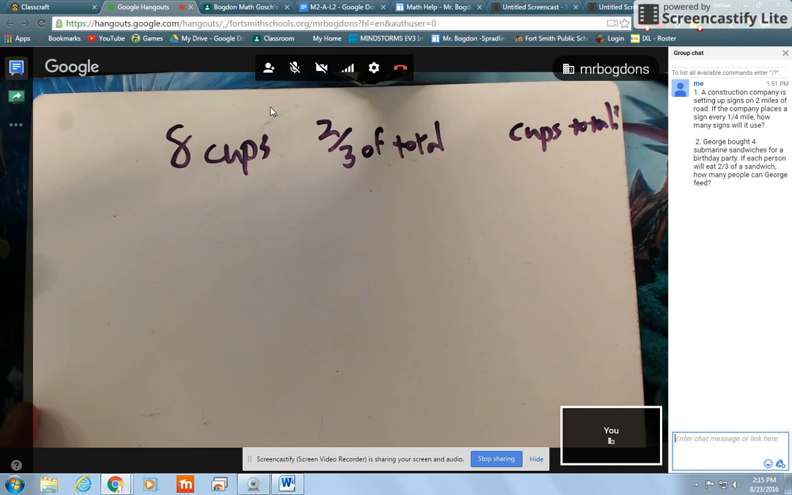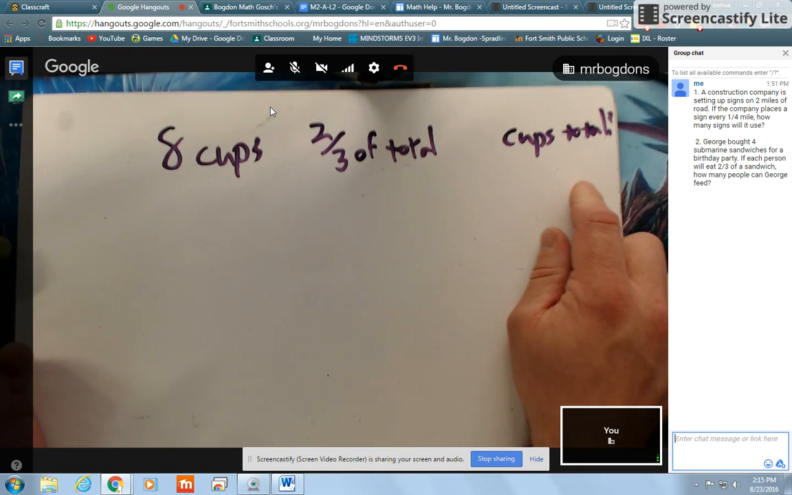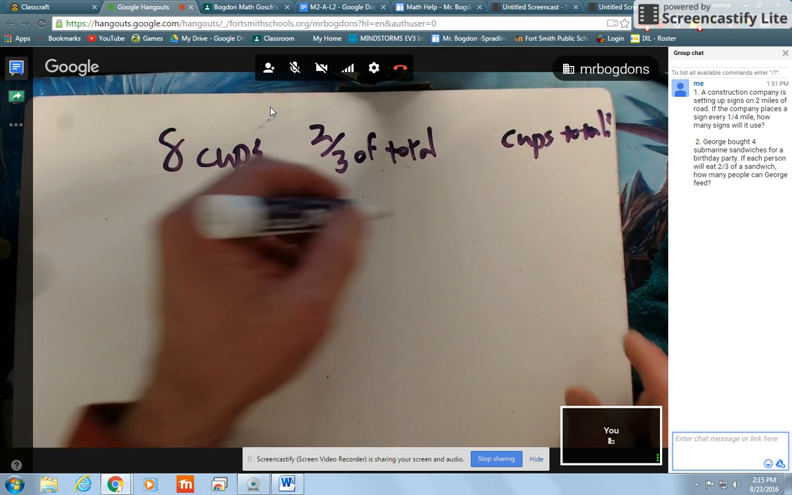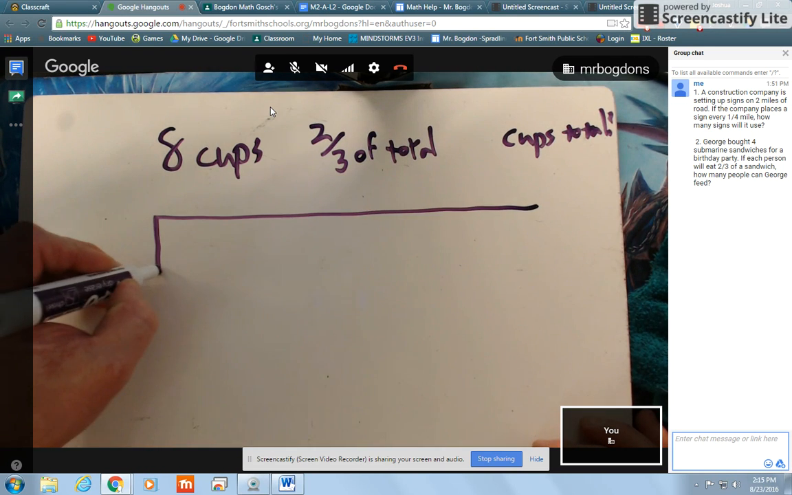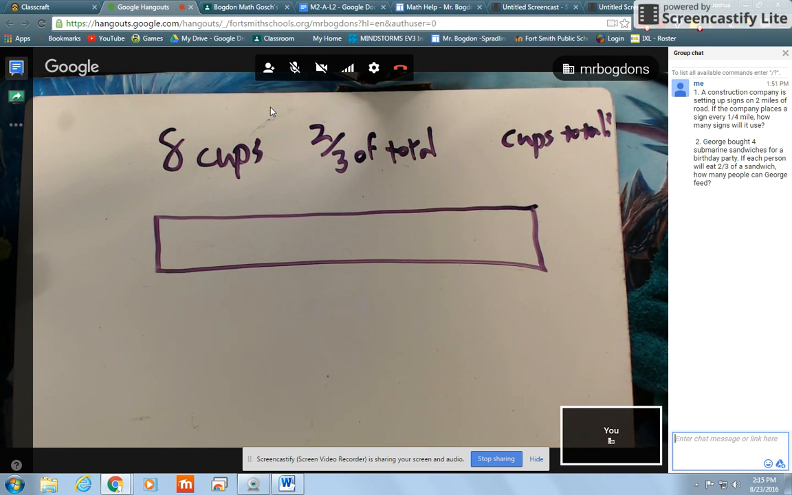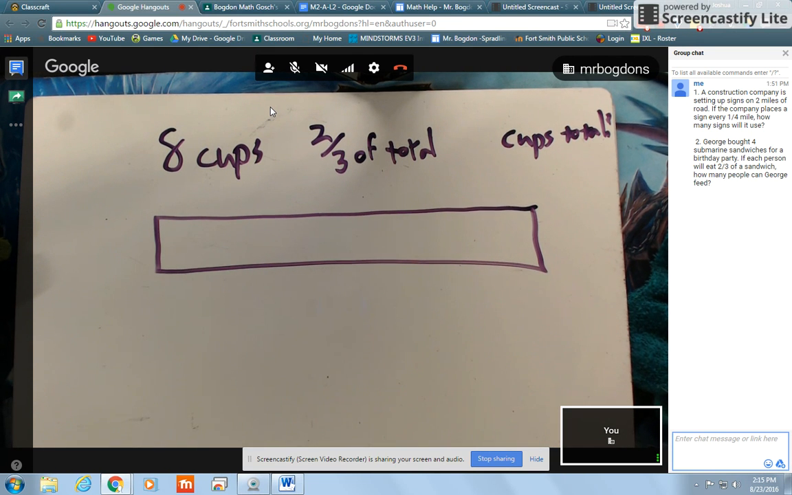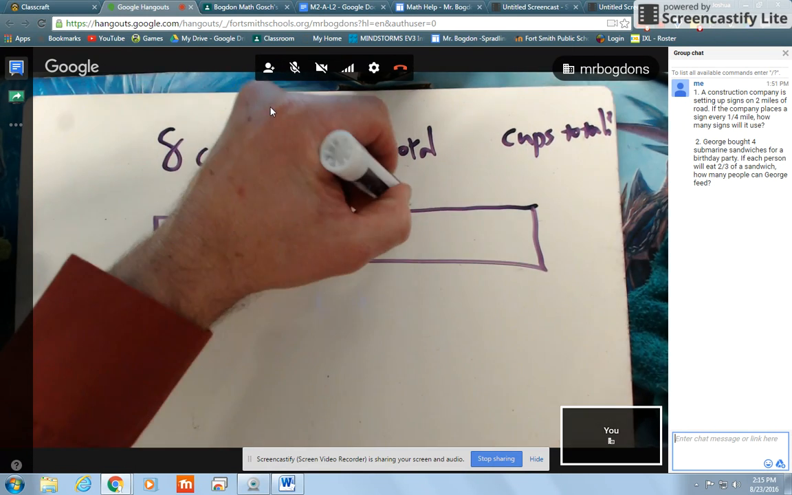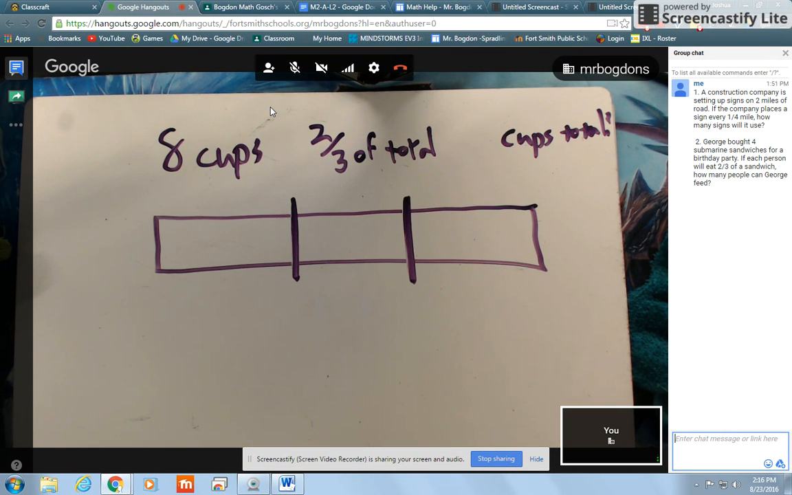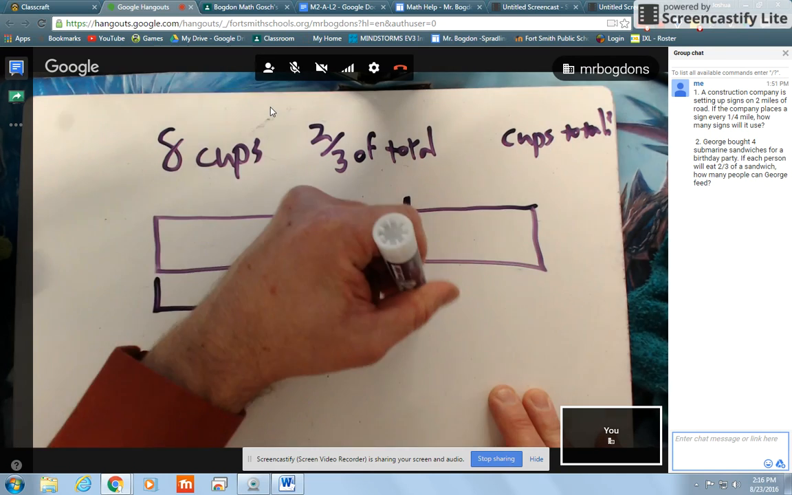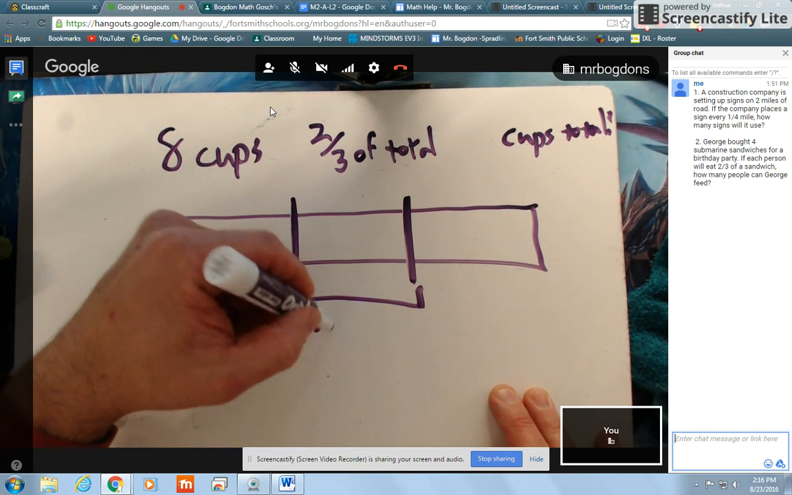So what am I trying to find? I'm trying to find the amount total, right? So I can use my tape diagram to show that. I know that I've already done 2/3 of the total. If I want to model 2/3, how many times do I have to divide this whole? 3. Why 3? Yes, because 3 is the denominator. So if I've already picked 2/3, how many of these thirds do I need to select? 2. Yeah, so I know from here to here is going to be 8 cups.